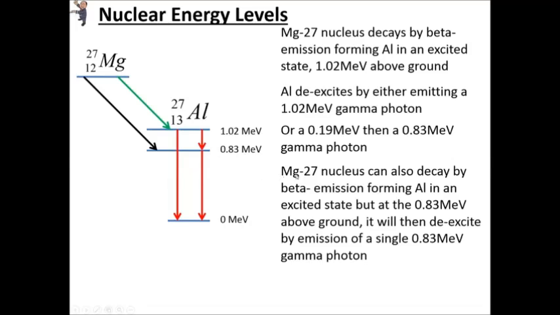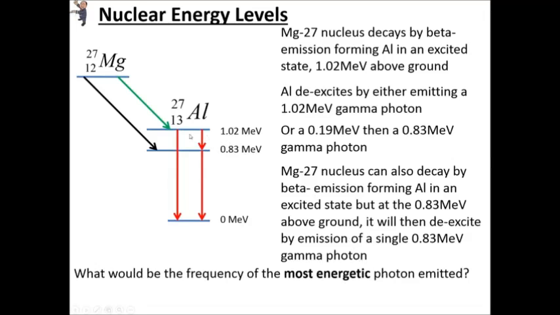Or, another method, it can decay via beta emission, forming aluminium in the excited state, but this time not in the 1.02. It can form it in the 0.83, and then of course it decays by the emission of a single 0.83 mega electron volt gamma photon. Using formulas that we've met previously in year 12, we could calculate the frequency of the most energetic photon emitted. The most energetic photon emitted here is the 1.02 mega electron volt, so that's dropping down from 1.02 mega electron volts to the 0 mega electron volt level.